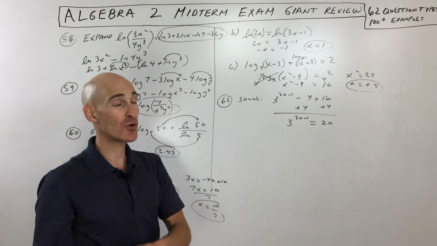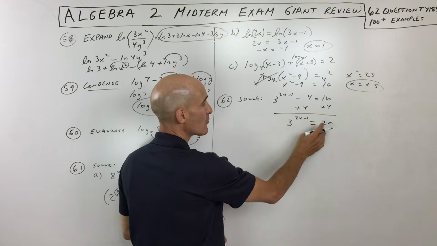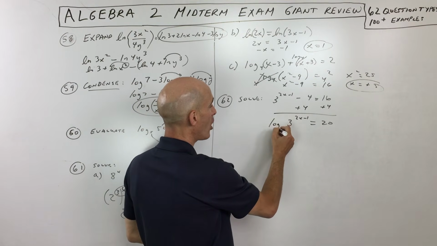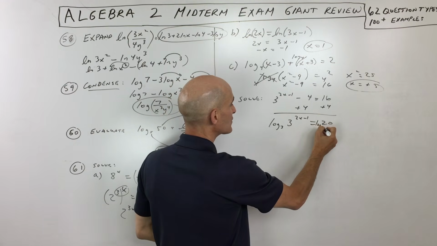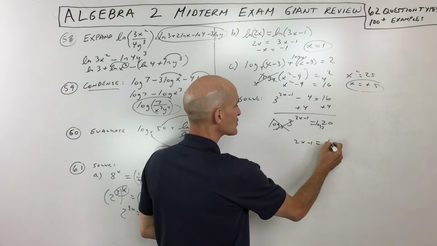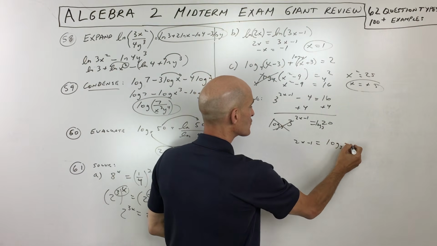Whenever the variable's in the exponent position like that, unless the bases are the same where you can use the one-to-one property of exponents, what you want to do is take the log of both sides. So I'm going to take the log base 3 of both sides. These are inverses, they cancel. You get 2x minus 1 equals log base 3 of 20.